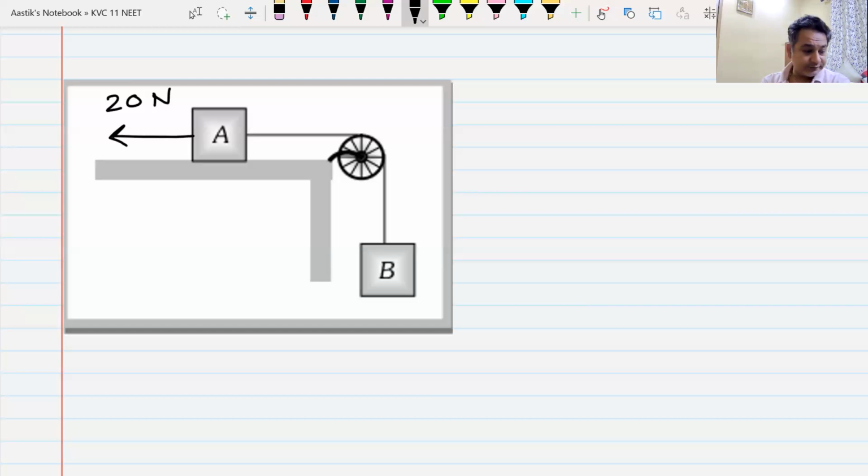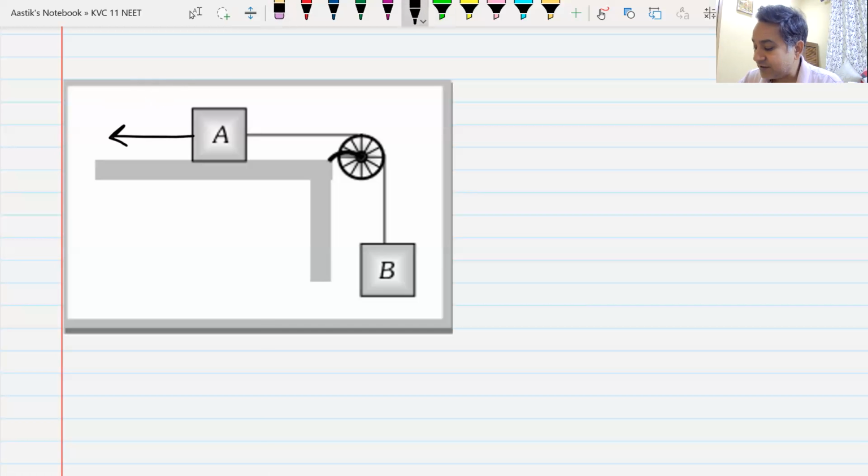No one knows the answer. 1 meter per second square. That is correct. How did you get it? So the force which is trying to pull it down is 30, minus the force which is trying to pull it up, 20, divided by 10. Chalo, we understand this.